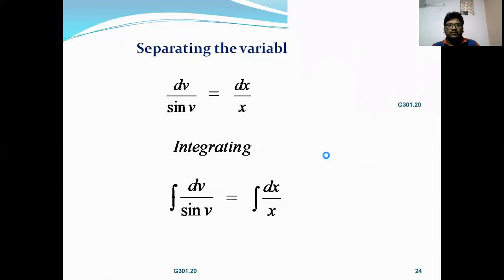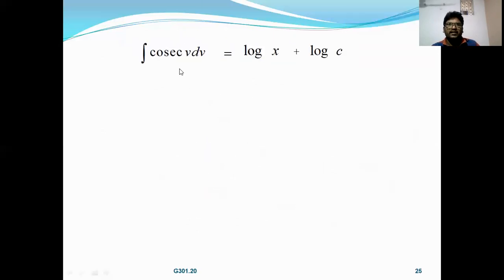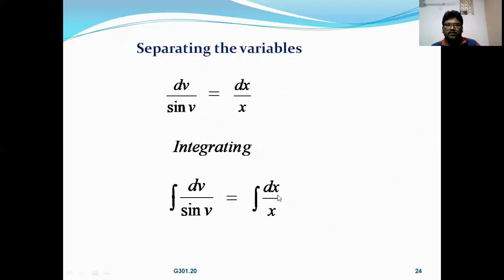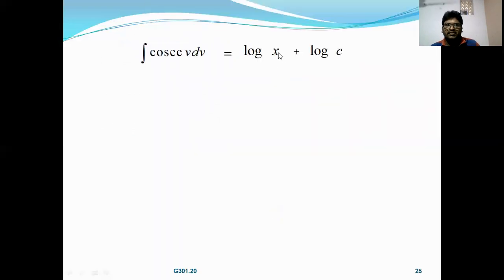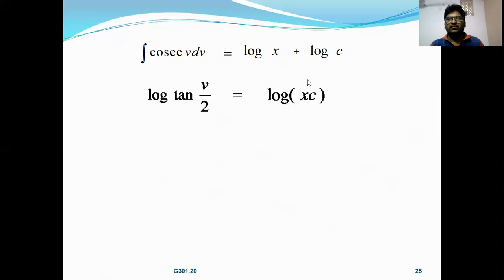Okay, is it clear? So now this 1 by sine v is written as cosec v dv. Integration of cosec v dv is equal to... here, integrating 1 by x gives log x. Integration is completed, so we put in the integration constant as log c. On the right side, log x plus log c becomes log of x into c. On the left side, integration of cosec v can be written as log tan v by 2.